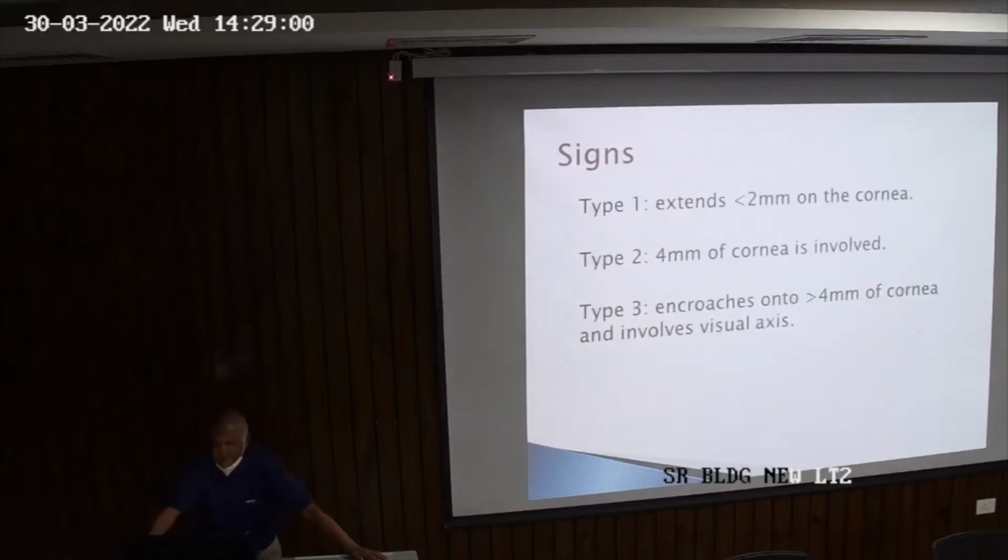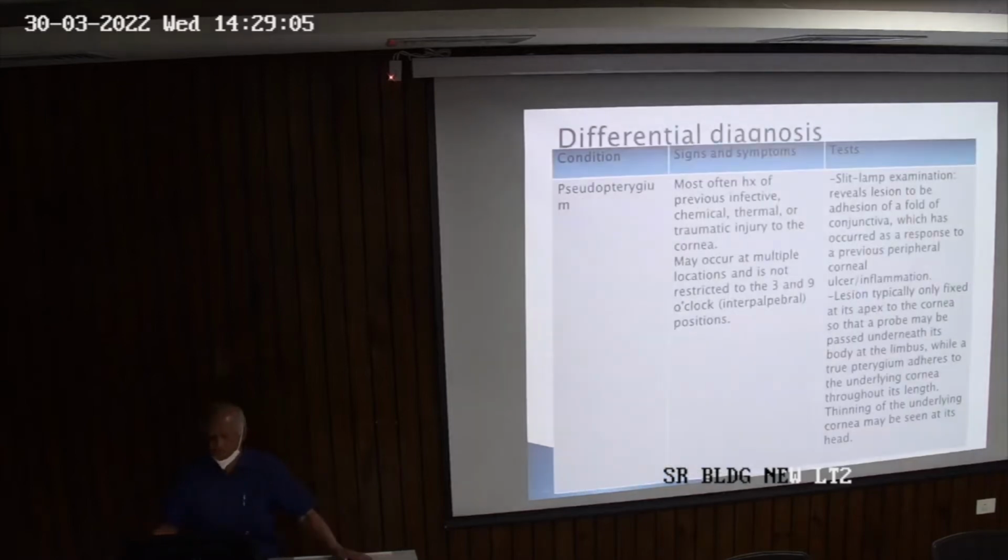Signs will be extending in the 2 millimeter, 2 to 4 millimeter, 3 millimeter, we have discussed that. Then coming to the differential diagnosis, the pseudo-pterygium. Pseudo means it gives an appearance of the pterygium. Pterygium is usually degenerative, and pseudo means giving this picture, but this is not the degenerative part.